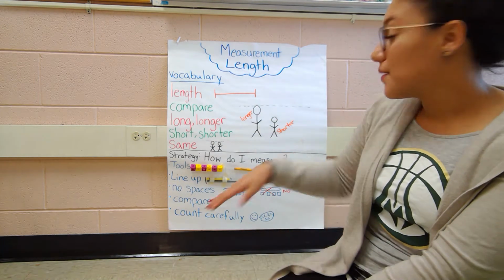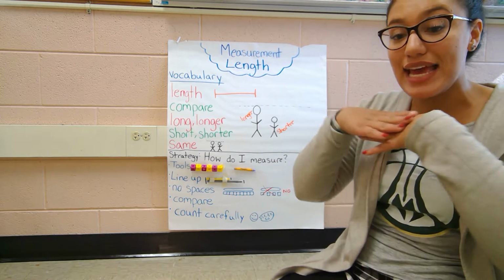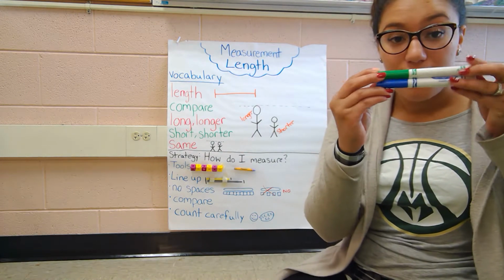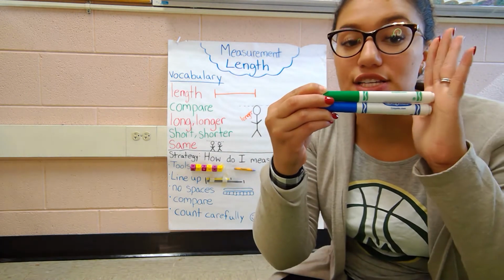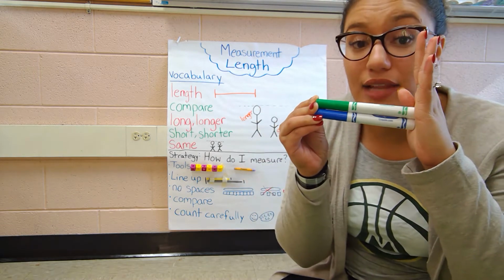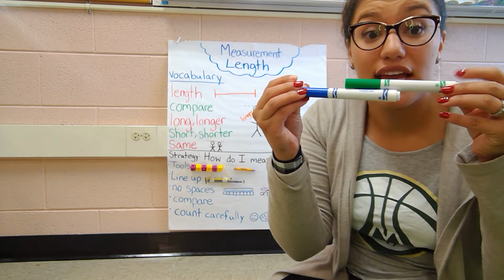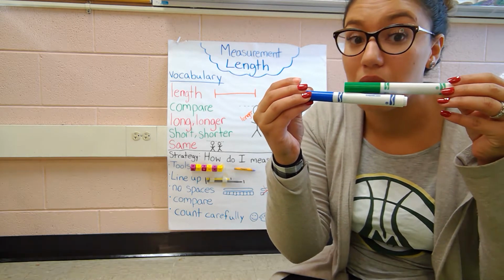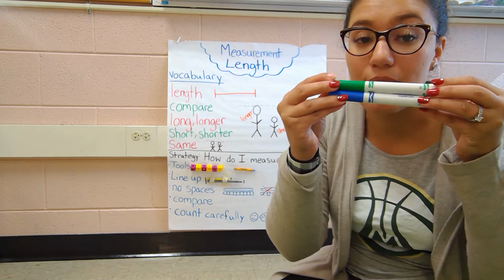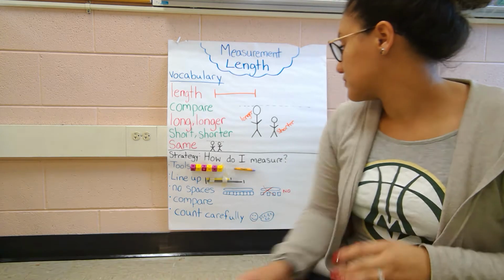When you are comparing something, you need to line them up. They need to have the same starting point. So I could have these two markers, and if I start them the same, then they are the same length. But if I go like this, can you tell which one's longer? No, it's too hard. You have to line them up so you can see which one is longer.